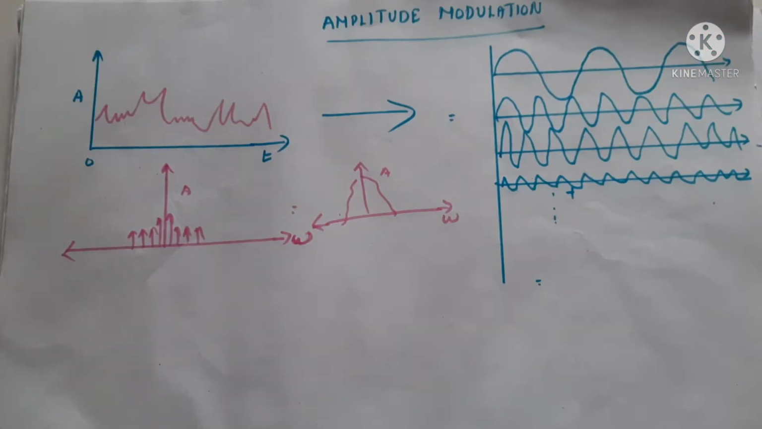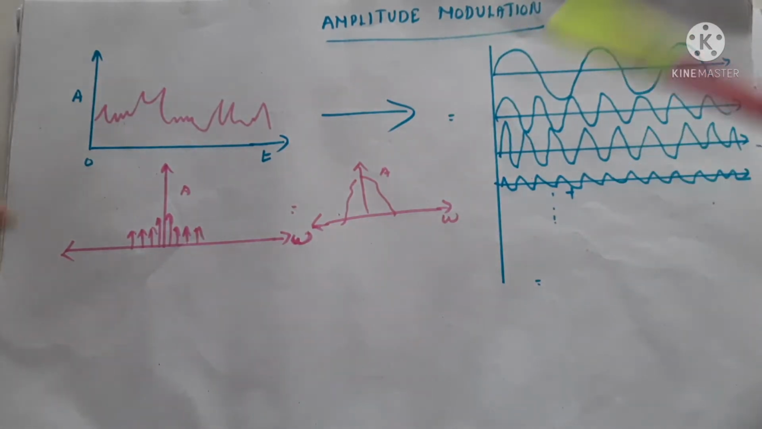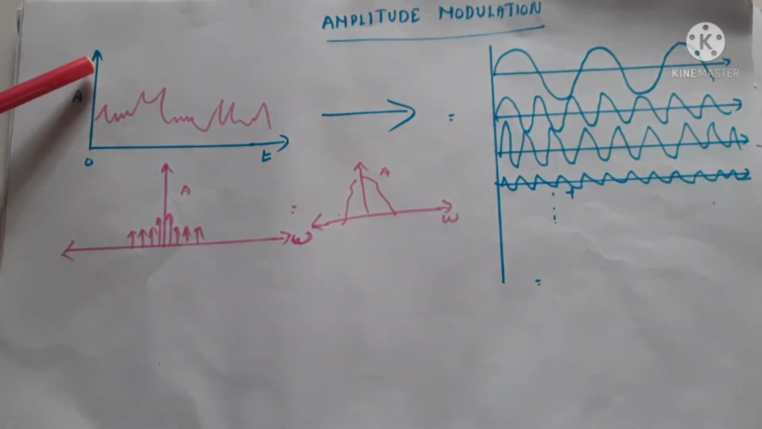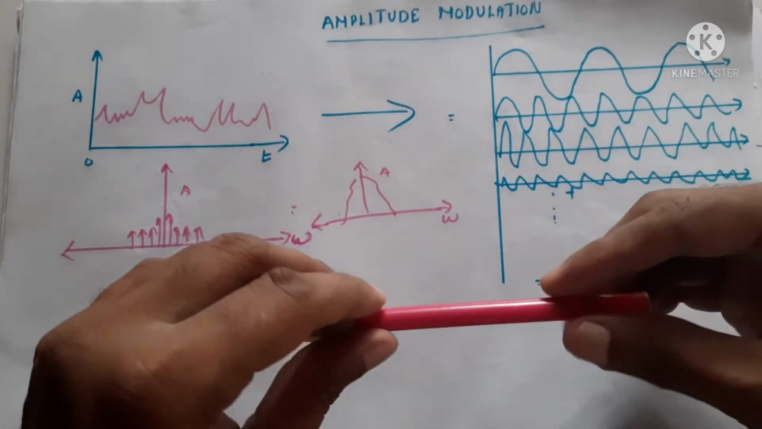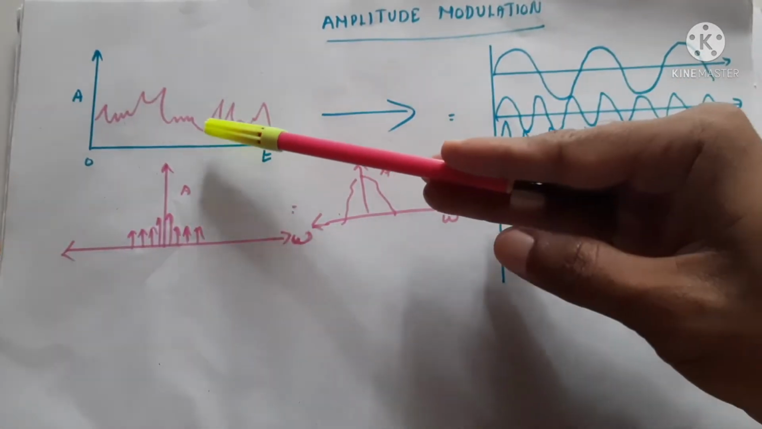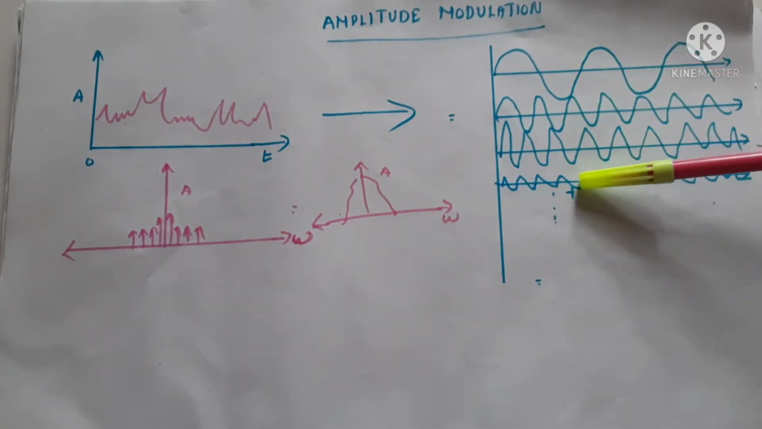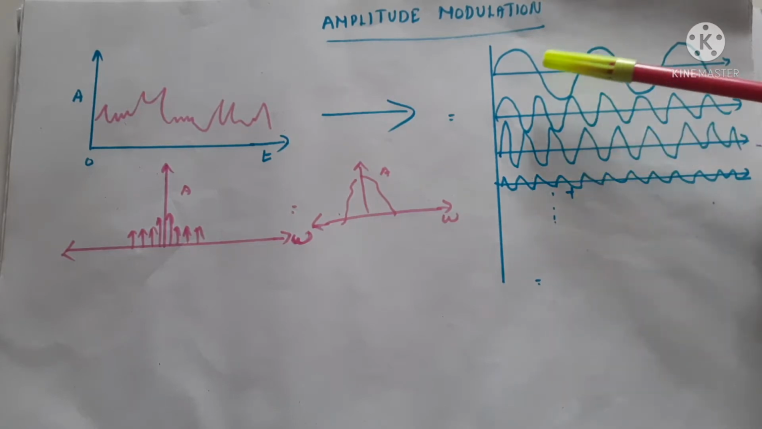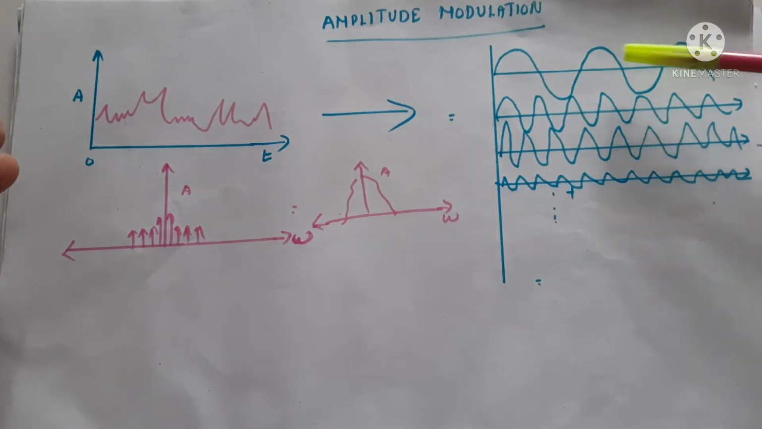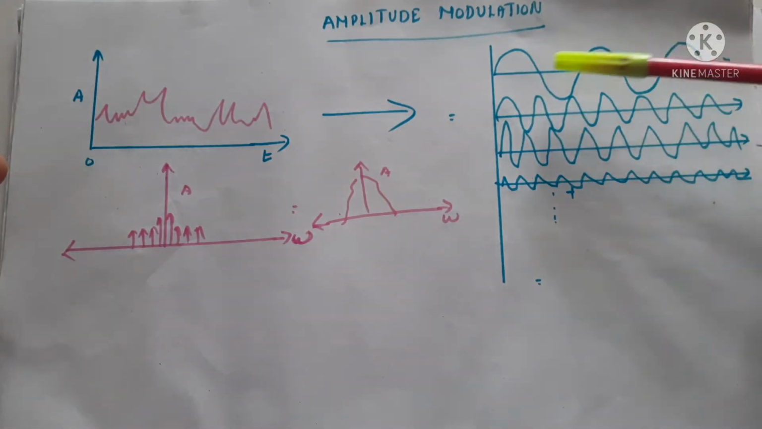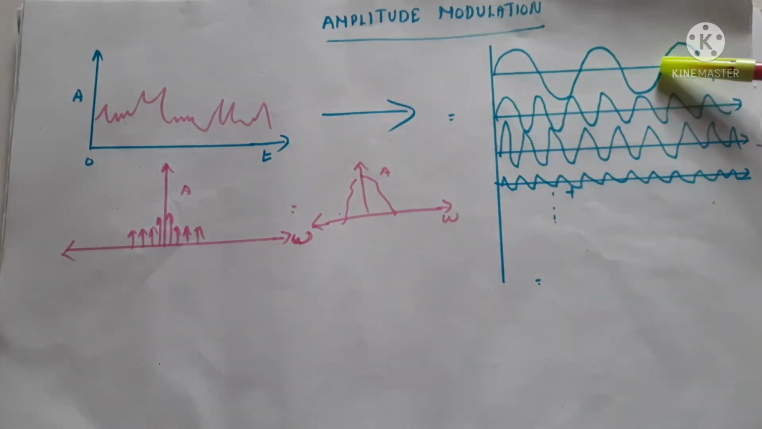Hello and welcome all. Today we are going to see what is amplitude modulation. For that we are taking a signal. If we consider this is a voice signal, this voice signal can be represented by means of a number of sine waves. That is called Fourier transform. That means each signal is a single tone, a sine wave at a particular frequency.